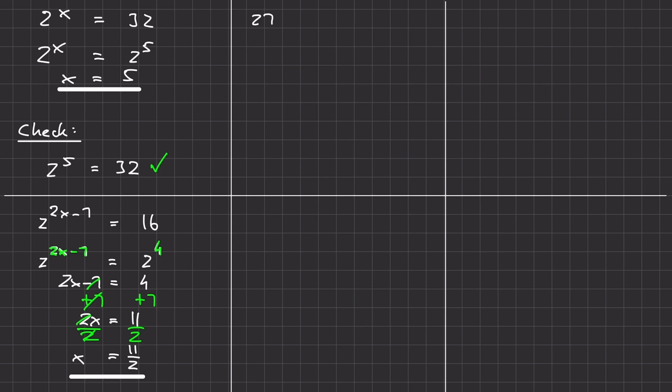What about 27 raised to the power of x plus 2 equals 9 raised to the power of x minus 3? 27 is equivalent to 3 cubed and 9 is equivalent to 3 squared. So we can write 3 cubed raised to the power of x plus 2 equals 3 squared raised to the power of x minus 3. Recall that the power of power rule for exponents says that we multiply the powers. So we get 3 times x plus 2 equals 2 times x minus 3.